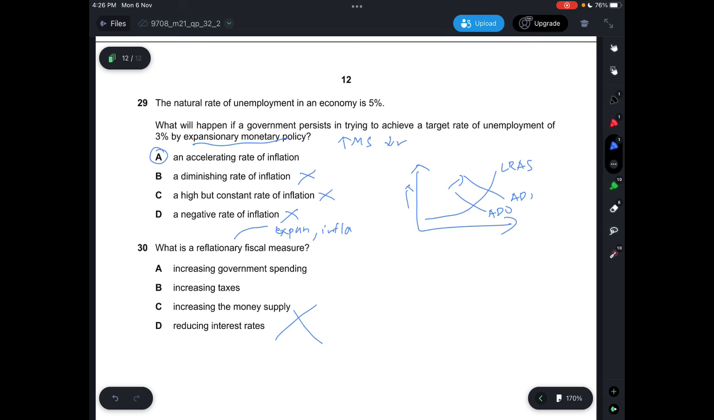If you look at A, it says increased government spending. That will be the answer. Why B is incorrect is because it says increasing taxes. That will be a contractionary fiscal measure, so that's not the answer. So the answer here will have to be A.